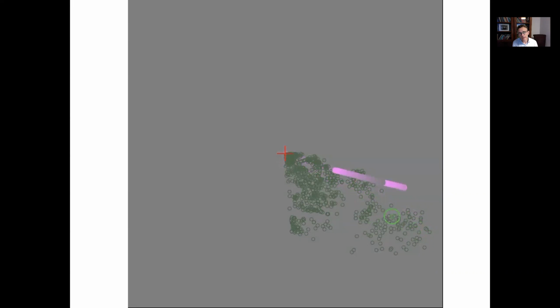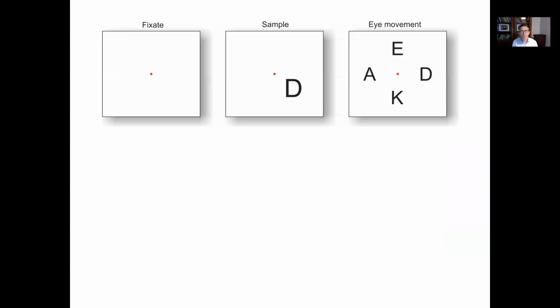Okay, so you see that this works reasonably well. Monkey is making an eye movement to a phosphene. Now this has been demonstrated before, but of course not for hundreds of electrodes. Of course, the big question is, can the monkey also interpret pattern brain stimulation?